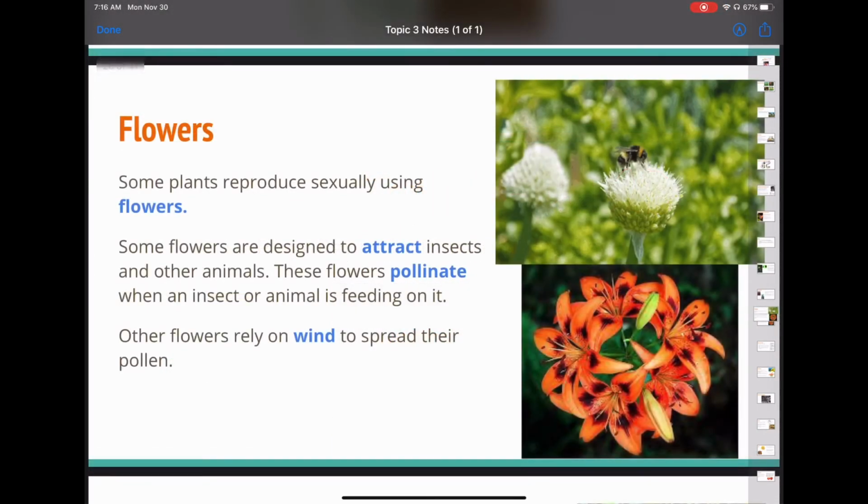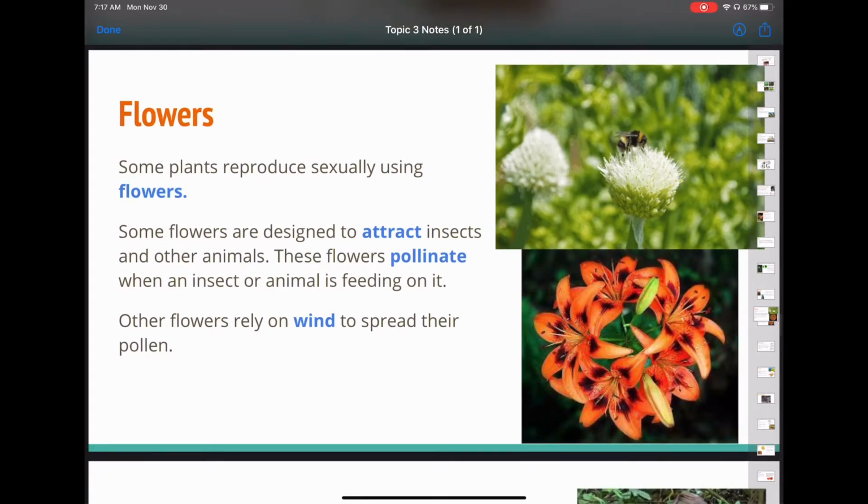So other plants that don't have cones can still reproduce sexually. They just do so using flowers. Okay, and seed plants that have flowers have a fancy name. They're actually called angiosperms. So we had coniferous trees, and then we have angiosperms that can use flowers. So the whole process looks very similar with flowers. There's just more parts to remember. There's more parts to a flower that we're going to look at.